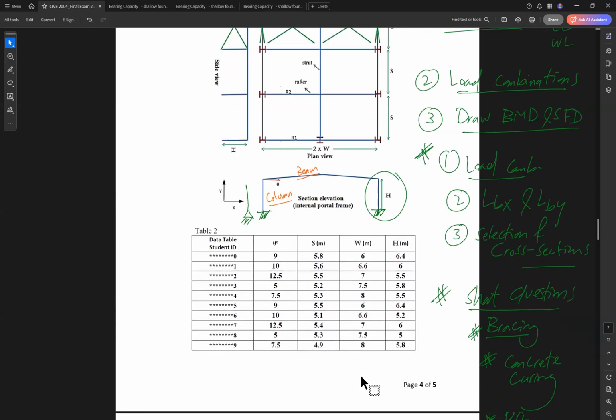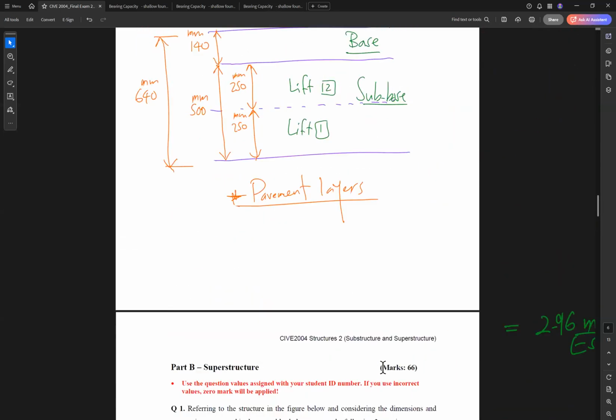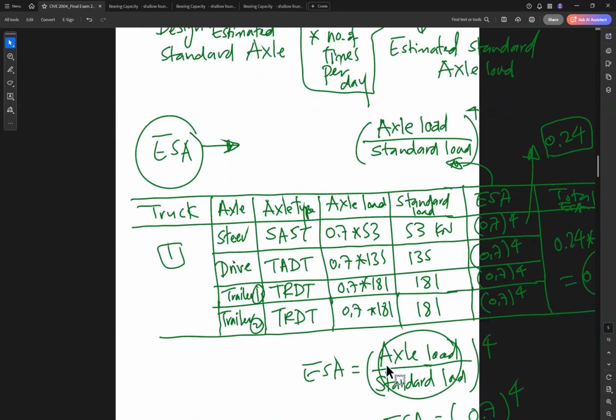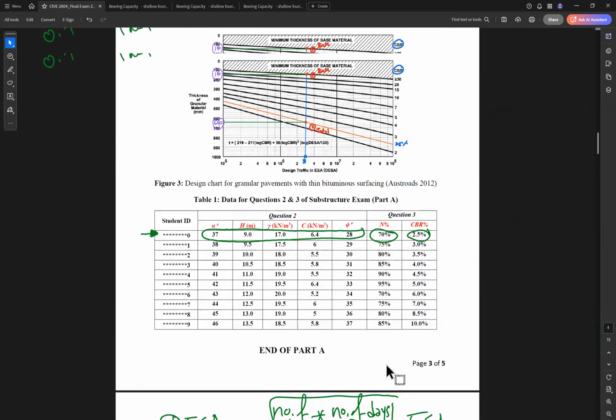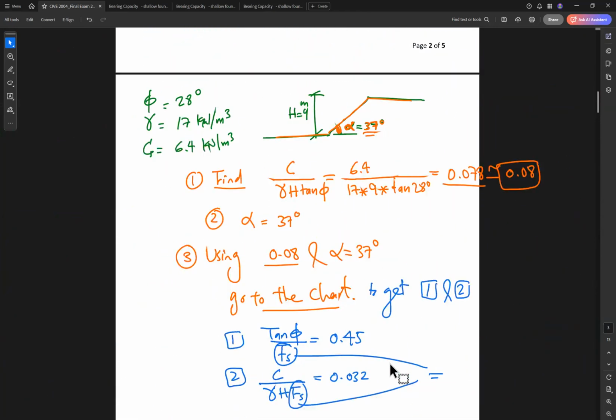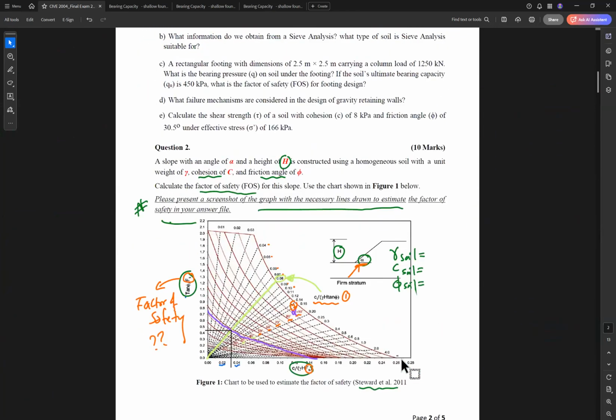What about substructure? Yeah, for the substructure part, also the same thing. The focus will be on the calculation more than the short questions. But let's have a look at this test, for example.